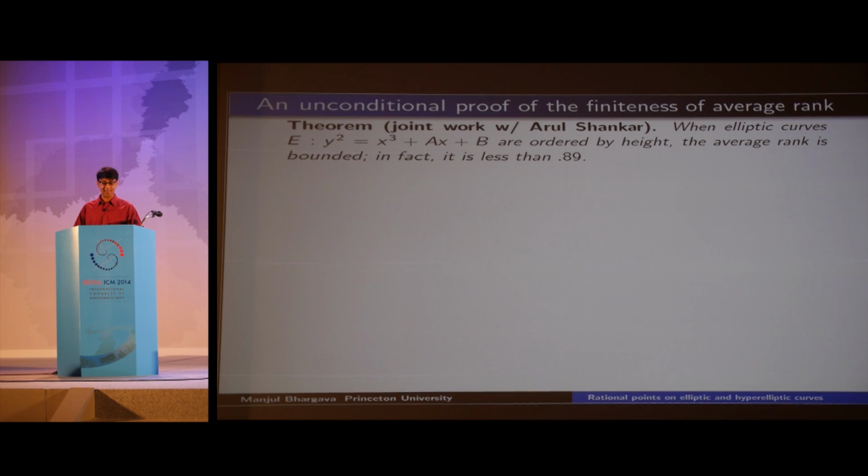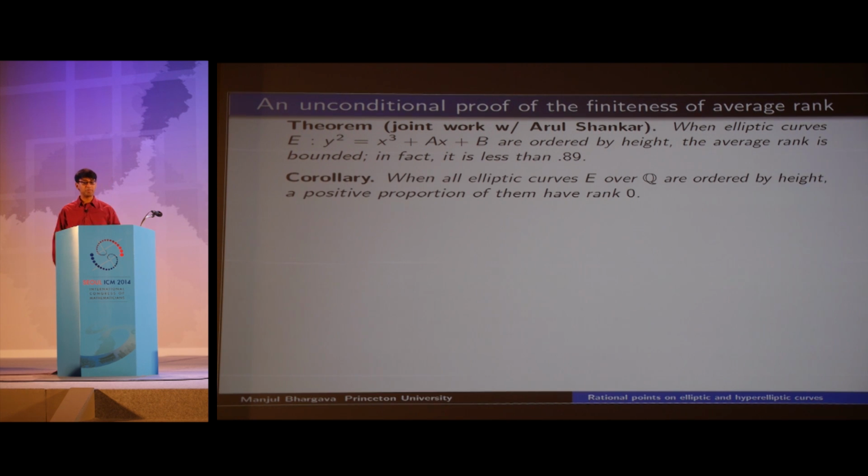A corollary of this, since the average rank has now been shown to be less than 1, what that means is that a positive proportion of elliptic curves must have rank 0. Otherwise, you couldn't possibly have an average rank of 0.89. So when all elliptic curves E over Q are ordered by height, a positive proportion have rank 0. In fact, at least 11%. In other words, a positive proportion of elliptic curves over Q have finitely many rational solutions. That's what that means.